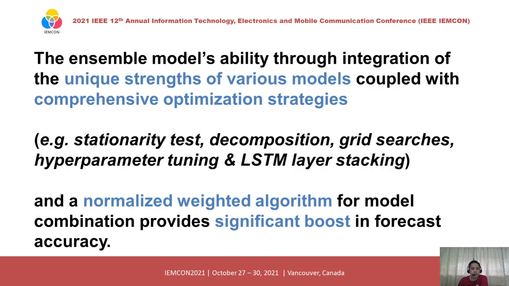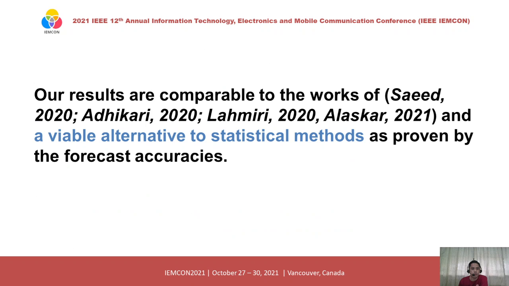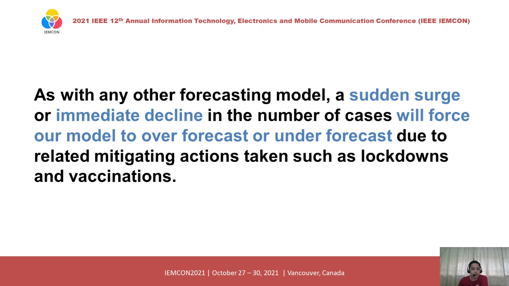Time series is a very complex problem to tackle because of the different fluctuating trends, seasonality, and random noise factors. So our ensemble model's ability, through integration of the unique strengths of various models coupled with comprehensive optimization strategies and a normalized weighted algorithm for model combination, provides a significant boost in forecast accuracy. Our results are comparable to the works of Sayed, Adhikari, Lamiri, and Alaskar, and it provides a viable alternative to statistical methods as proven by the forecast accuracy.